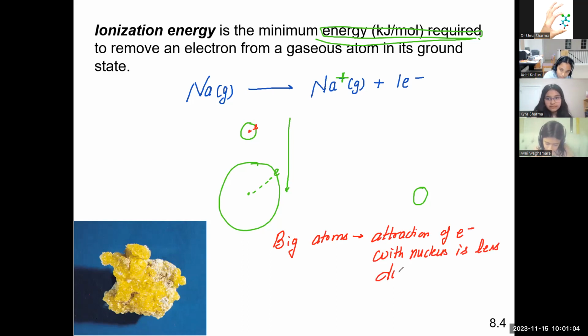Due to more distance between the nucleus and the electron. I want you to read that book and underline the sentences, the words which you want to discuss with me in the class. So when you are reading the book, you have to understand each and every word.